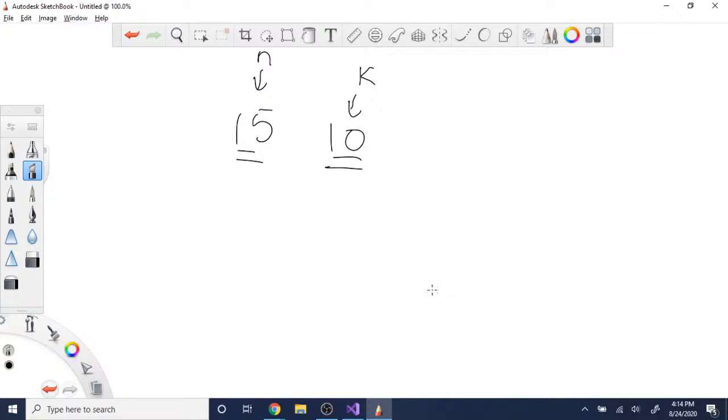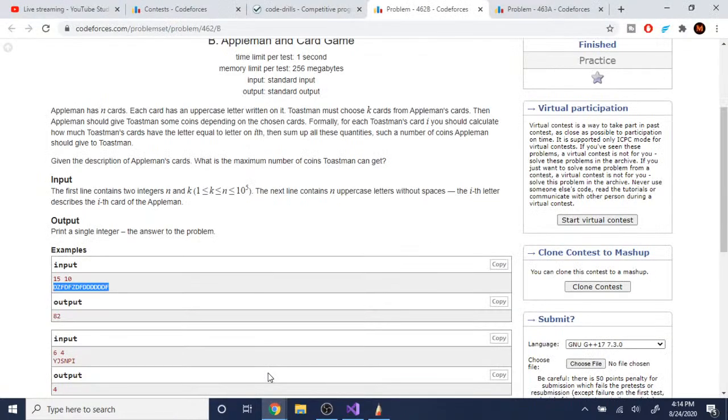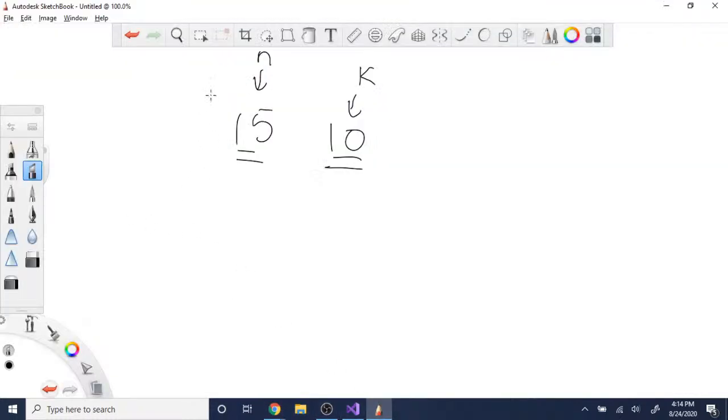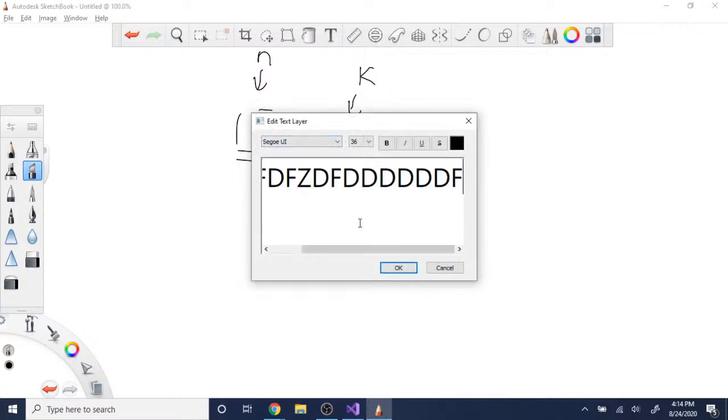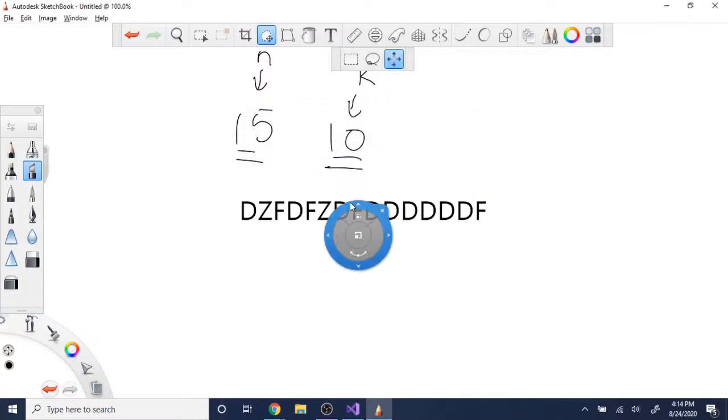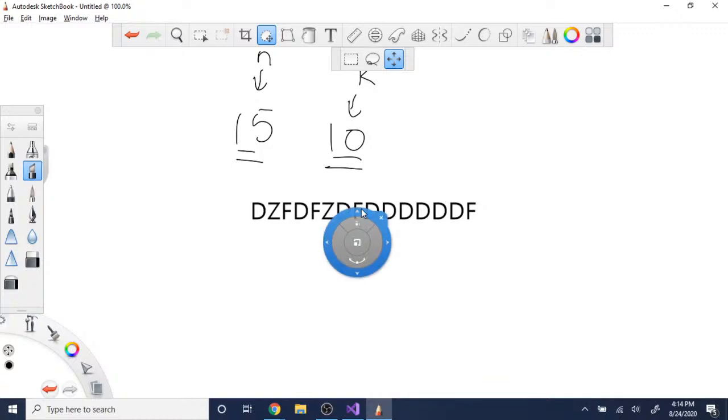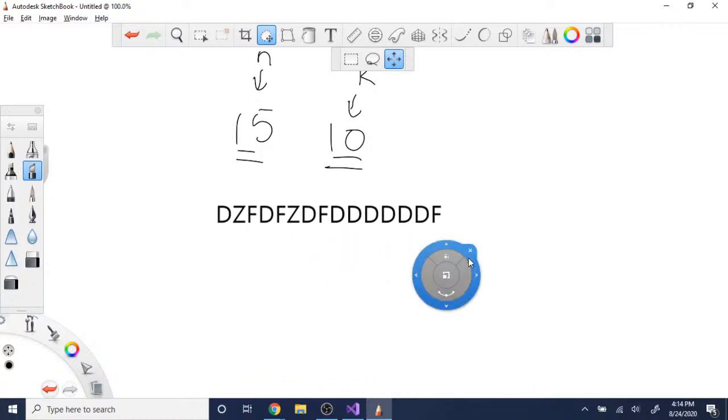Okay, hold up. Okay, so the ith letter describes the ith card. So the next one is D, Z, F, D, F, S, K. Can I just type this out? Oh yeah, I can. I can type this out, wow. Okay, so this is the next information, right? I don't know why I can't edit this now.